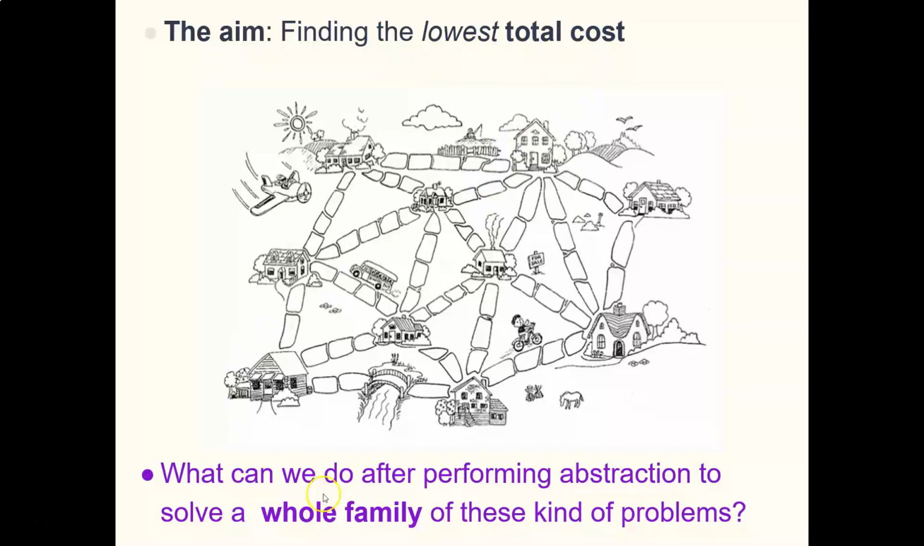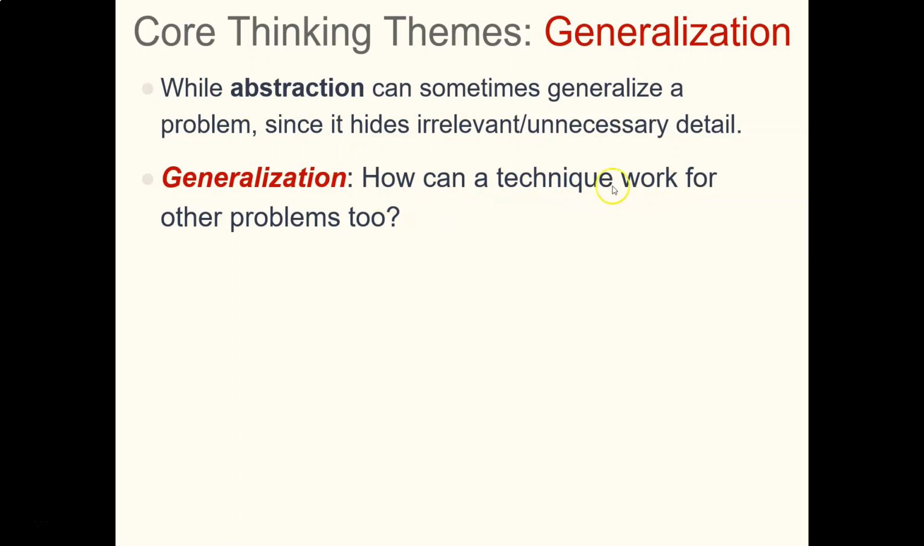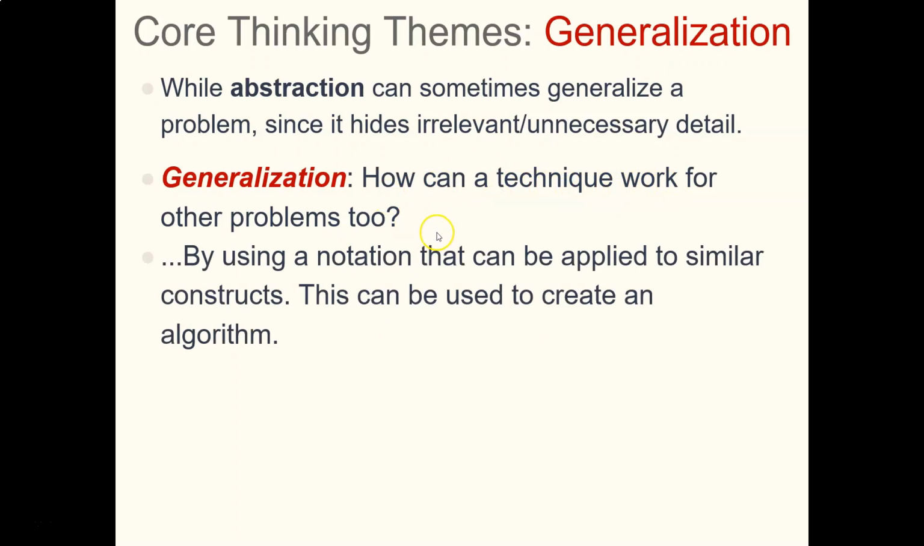So the aim is finding the lowest total cost. Yeah, so what can we do after performing abstractions to solve a whole family of this kind of problems? Another concept that we learned in this module is generalization. Abstraction can sometimes generalize a problem since it hides irrelevant or unnecessary details, because we want to use an algorithm in all similar problems, right? Generalization: how can a technique work for other problems too? Obviously, by using a notation that can be applied to similar constructs. This can be used to create an algorithm.